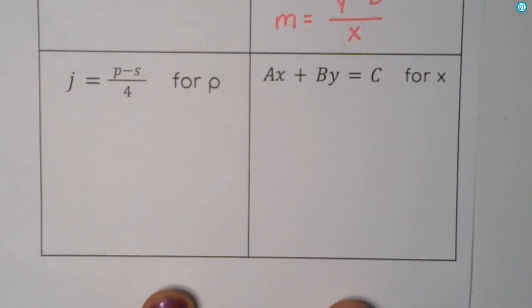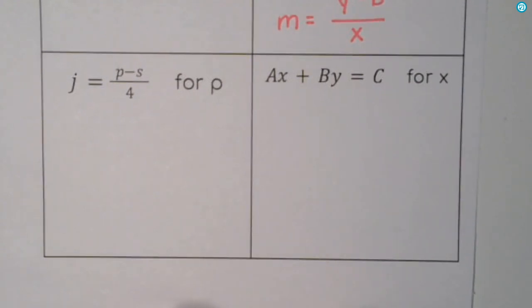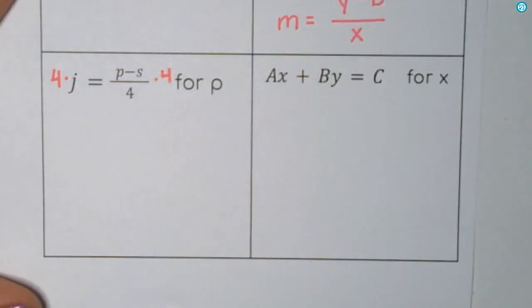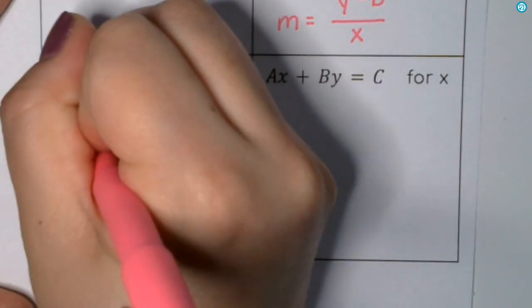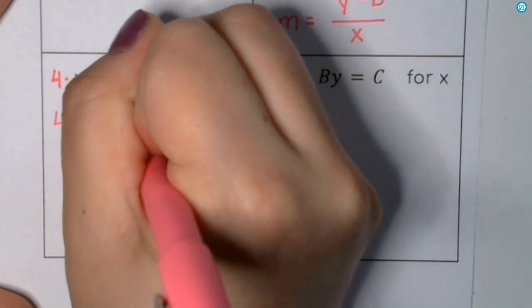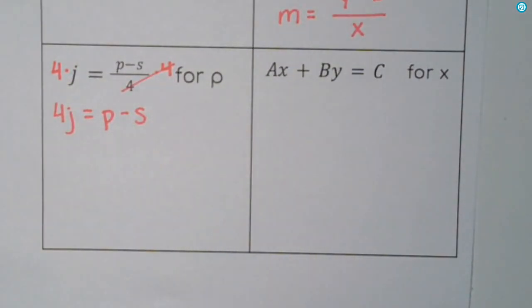Next one we've got is J equals P minus S over 4. So for this one, we are trying to solve for P. So we need to get rid of that 4. We're currently dividing by 4. So the opposite of dividing is multiplying. We can multiply both sides by 4. On the right side, those cancel. On the left side, I now have 4J equals P minus S. Anytime you do have a number, just leave it as a coefficient like that.